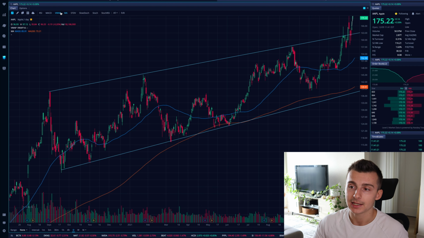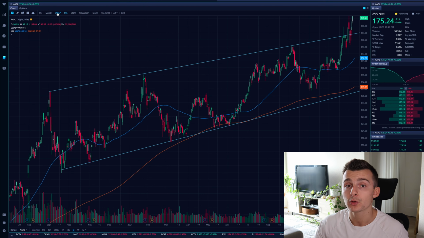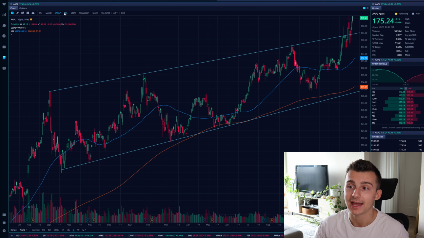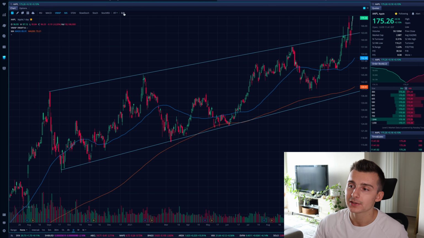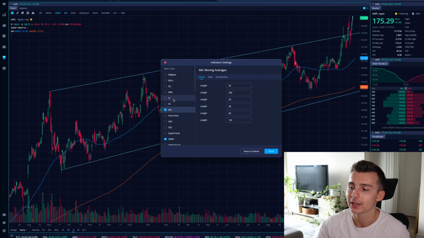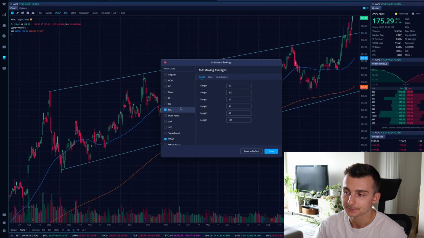I currently have selected, in blue, VWAP, volume weighted average price. I have MA, moving average, which also stands for simple moving average, so if you see SMA, it's the same thing. And then there's an edit feature. If I click on edit, here we go, I can edit my indicators.